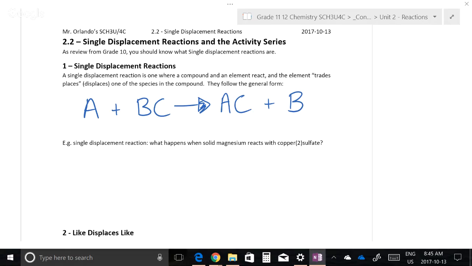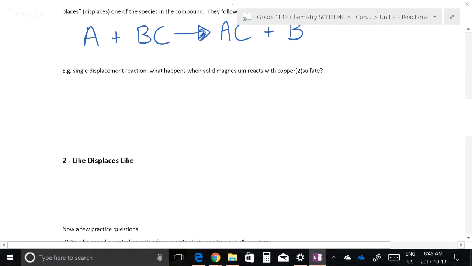All right, so let's take a look here. This reaction is solid magnesium and copper 2 sulfate. What's the formula for solid magnesium? Yeah, Alondra. Mg. Great. And how would I indicate that it's solid? With an S. Like that? No. With a little bracket?